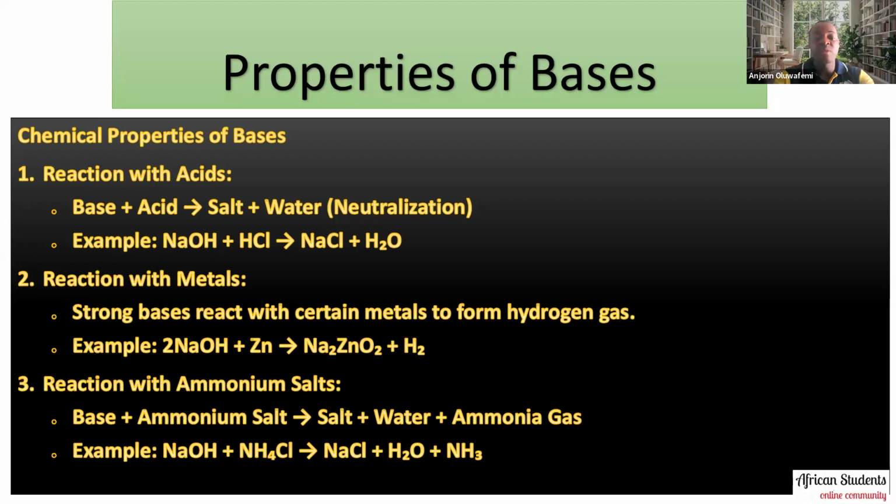Now, reaction with ammonium salt. When bases react with ammonium salt, they will produce salt, water, and ammonia gas. Sodium hydroxide reacting with ammonium chloride is a very good example to give us sodium chloride and then water and ammonia that is given off.